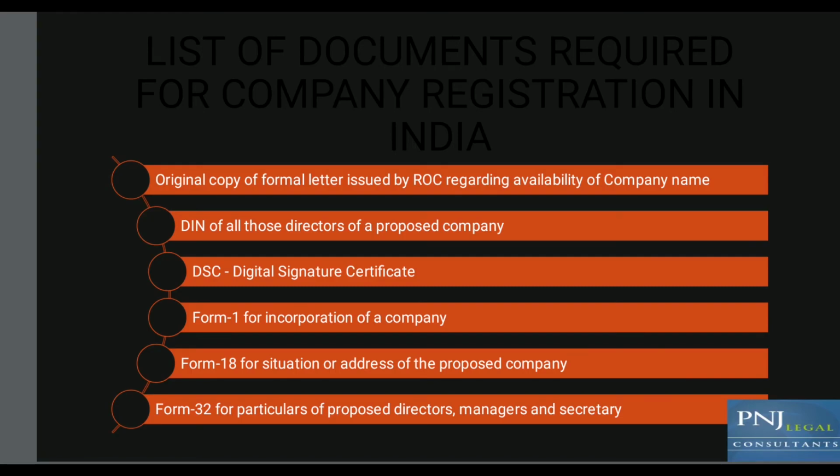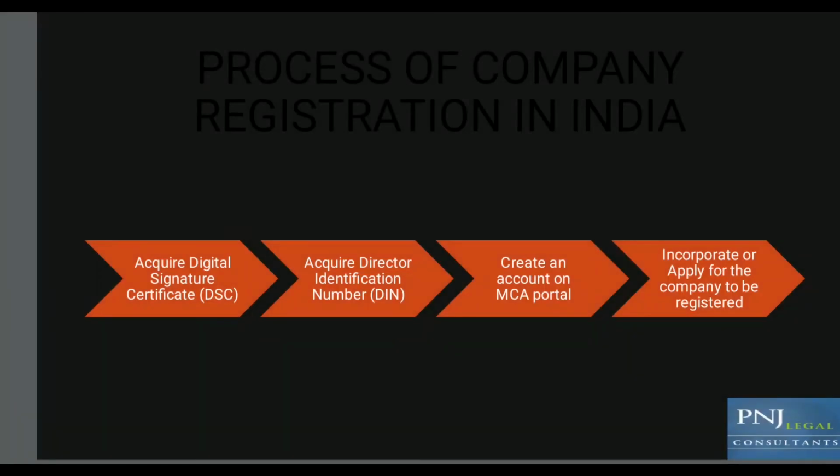List of documents required for company registration in India. Original copy of the formal letter issued by ROC regarding availability of company name, DIN of all the directors of the proposed company, DSC digital signature certificate, Form 1 for incorporation of a company, Form 18 for situation or address of the proposed company, Form 32 for particulars of proposed directors, managers and secretary.